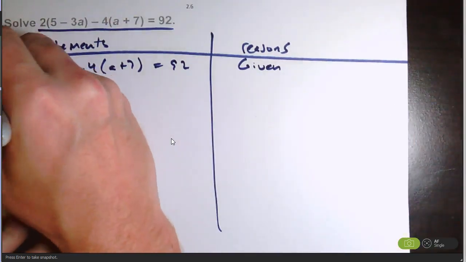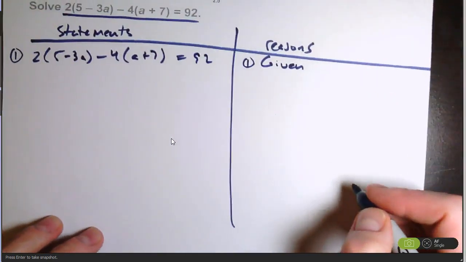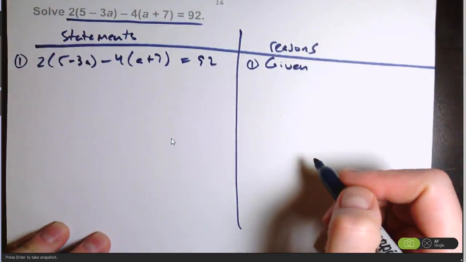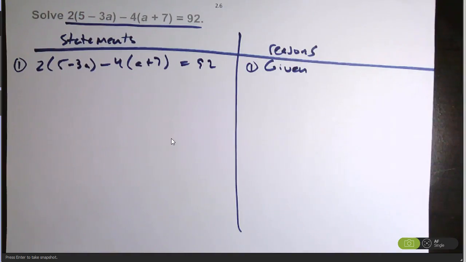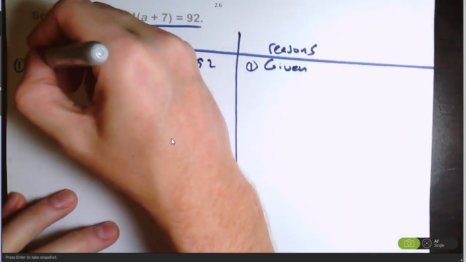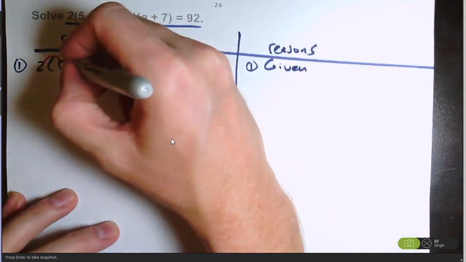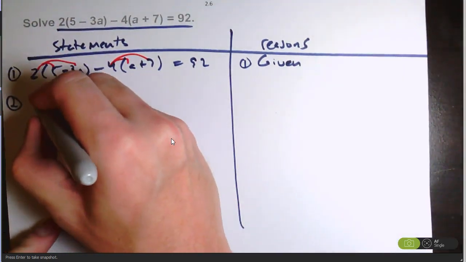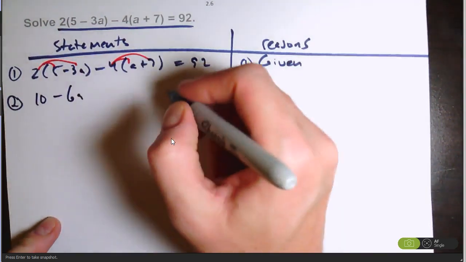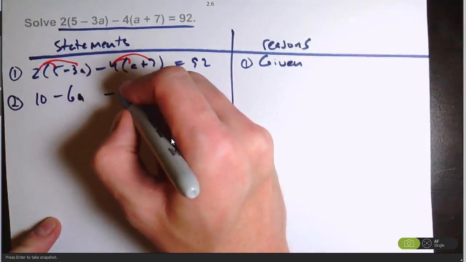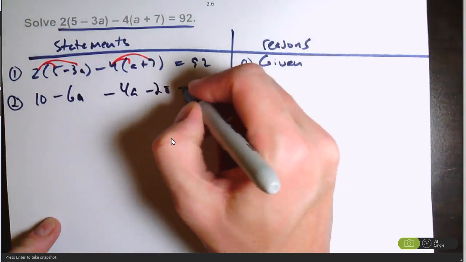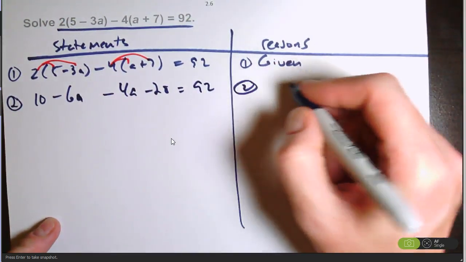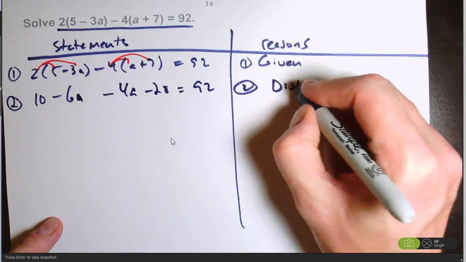Okay, that's step 1. And a lot of times we number it. Now the next thing is we just go to solve. The first thing I would do to solve this problem is distribute the 2 and the negative 4 to the respective quantities. So step 2, you get 10 minus 6a, and the negative 4a minus 28 equals 92, and that is by the distributive property.